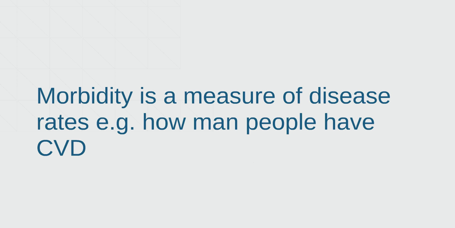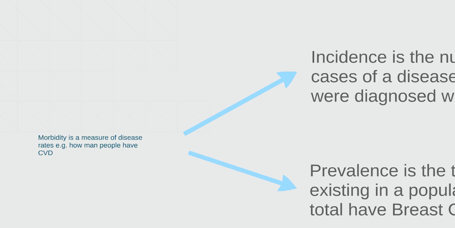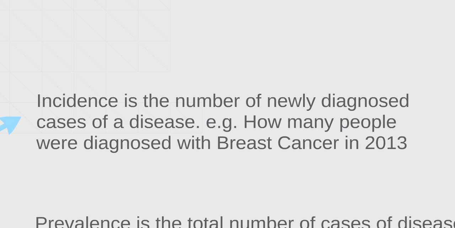How many people, good spelling there, how many people have cardiovascular disease in this country, as an example. Now, that can get defined into two specific areas, and there's two further definitions here. One is incidence. This is the number of newly diagnosed cases of disease. So, for example, how many people were diagnosed with breast cancer in this country in 2013?